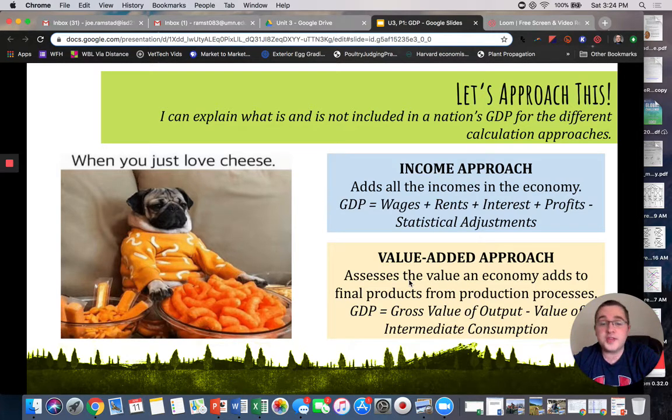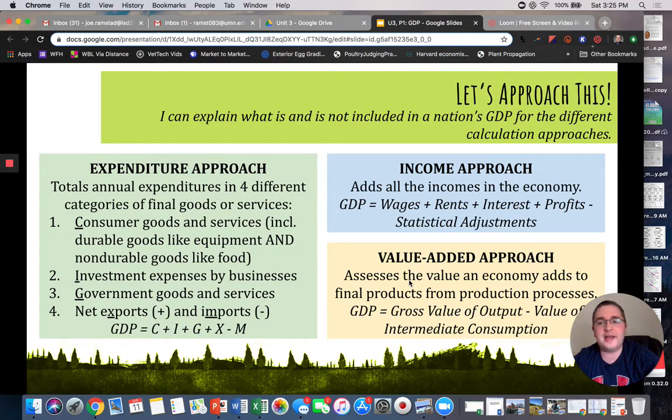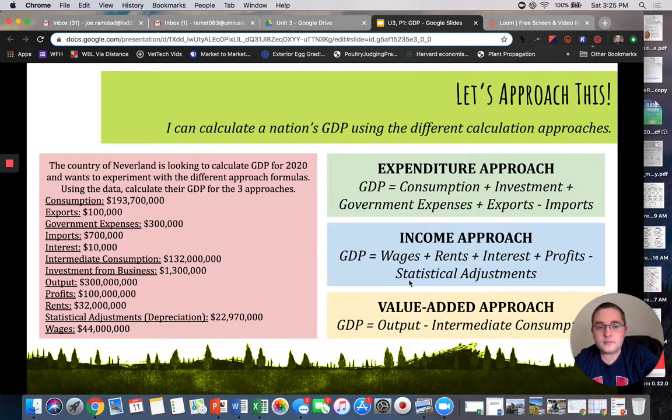But again, the one that we're going to be using most commonly in class is the expenditure approach. And that's the one most economists use as well. But it's good to know all three of these. Okay, so I'd capture these down in your notes if you haven't done that already. We're going to get into some practice now. Okay, so don't get overwhelmed by what's on the left. We're not going to use all of these numbers in each of the equations.